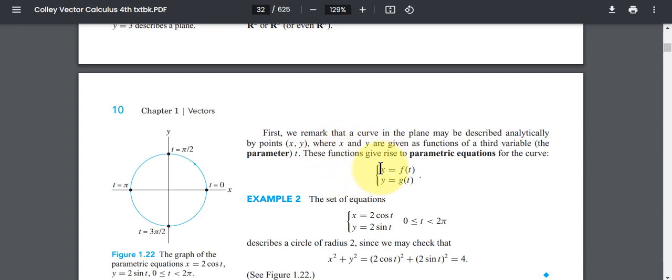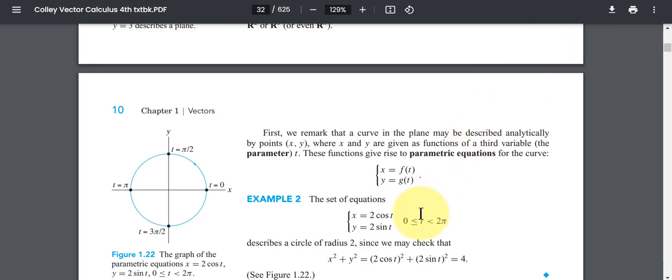These functions of t give rise to what are called parametric equations for the curve, because we have the function equals x, the function equals y. You don't just have the function, you have an equation when you write equals. You don't just have the function g, you have an equation when you write equals. So they say these functions give rise to parametric equations for the curve. And then they give us a specific f and a specific g here. And they claim that we get this here.